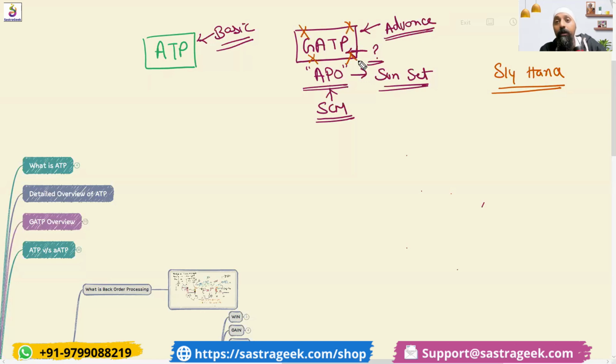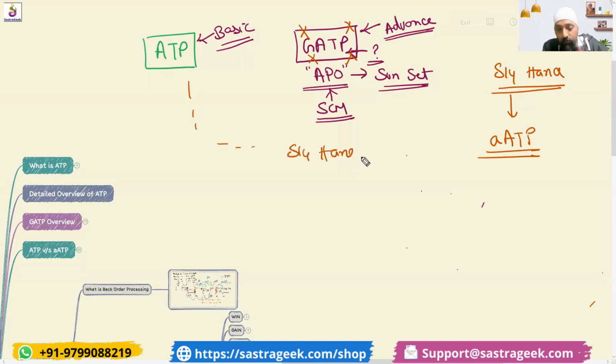That's why the adaptability was also less. SAP said that we need to increase the adaptability. We are scrapping GATP and we are going ahead with aATP, Advanced Available-to-Promise. And this would be directly available in S4 Hana.